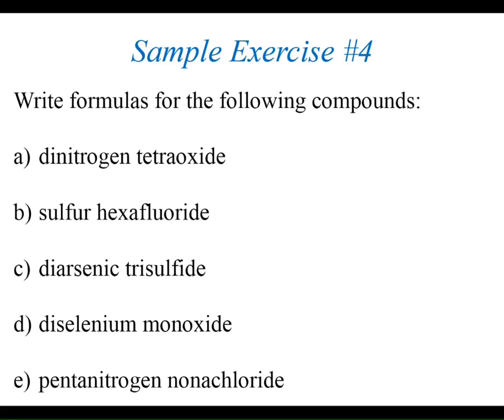So dinitrogen tetraoxide. What's that mean? Disulfur hexafluoride. What's that mean? Yeah, dinitrogen tetraoxide. N2O4. Okay. Sulfur hexafluoride. What's hexa? Six. So what is it? SF6. Good. Diarsenic. What's arsenic's symbol? As. So di means two of them. As2. Trisulfide. S3. Okay, S3.